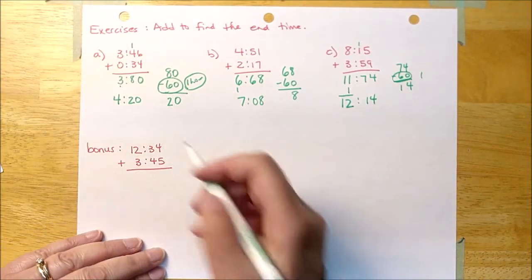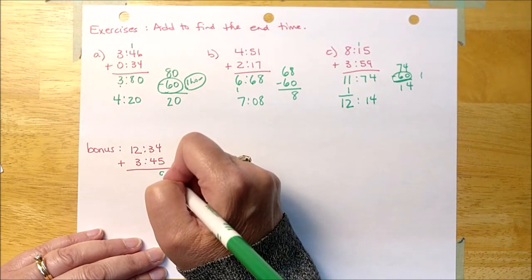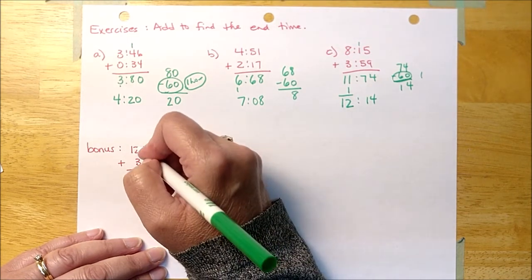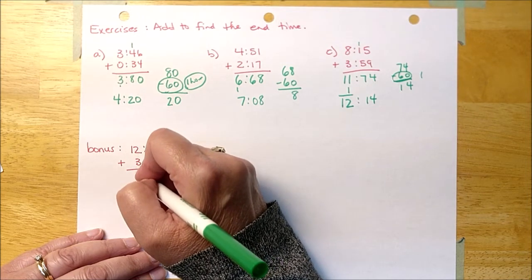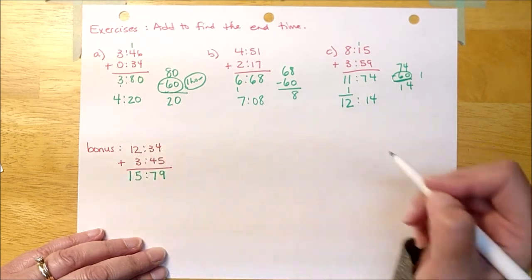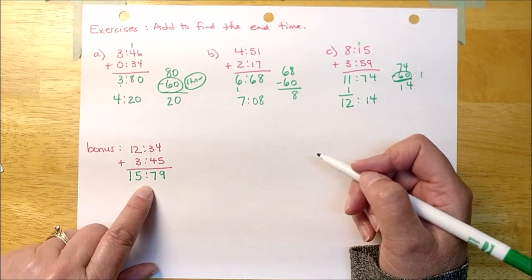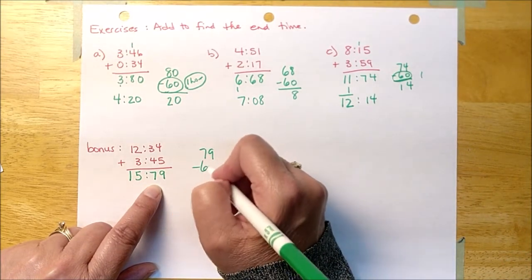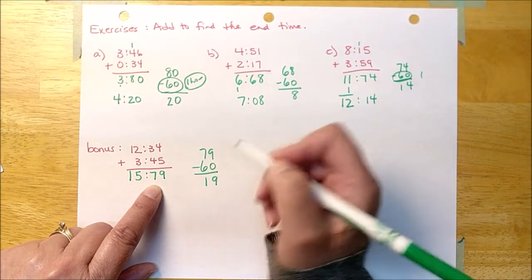Wonderful! Last one. 5 and 4 is 9. 3 and 4 is 7. The 2 and 3 is 5 and 1. So we got 15:79. So we cannot have that 79. So we're going to take that 79 minus the 60. And we are left with 19.